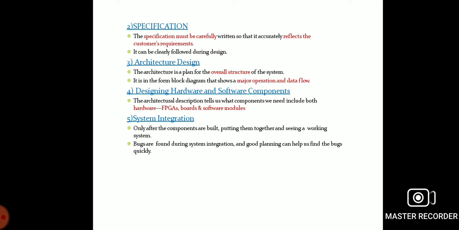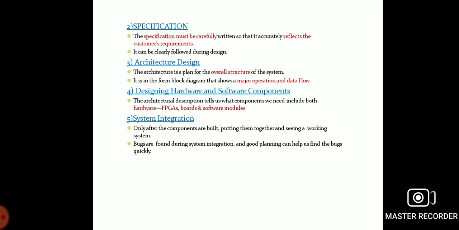Now what are the specifications? The specifications must be carefully written so that they accurately reflect the customer requirements, so they can be clearly followed during the design. It is a real time design, so the specifications are very important.